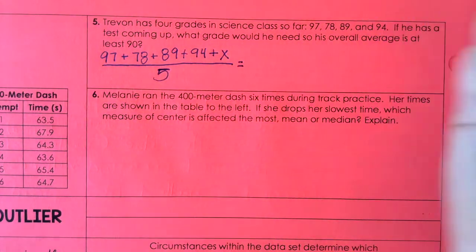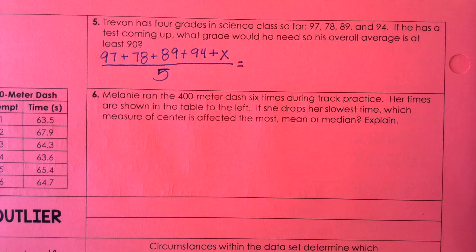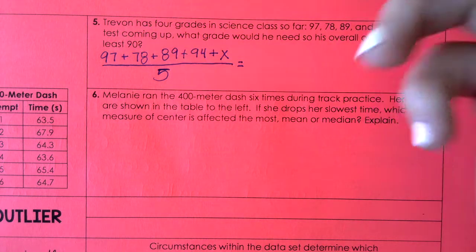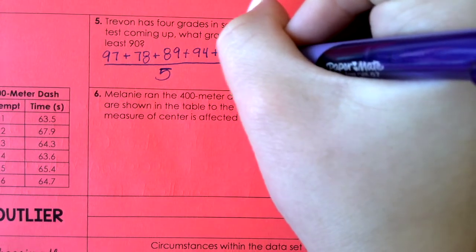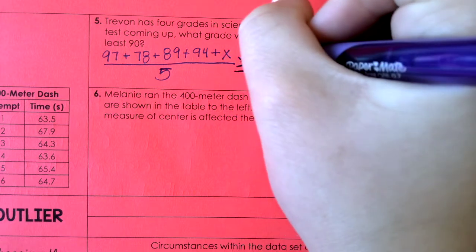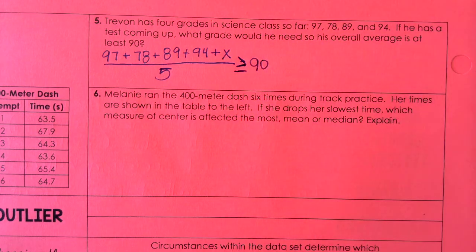And what does that have to equal? Or what does that have to be? What does he want to get? He wants to get 90. So what's going to happen is these things have to be greater than or equal to 90. Because he wants to get at least a 90. He might do better than 90, but he has to get at least a 90.